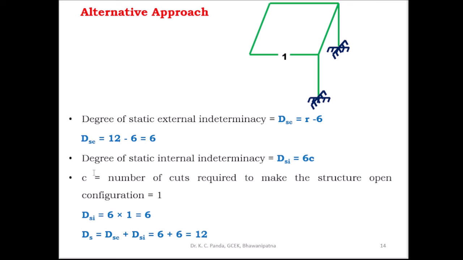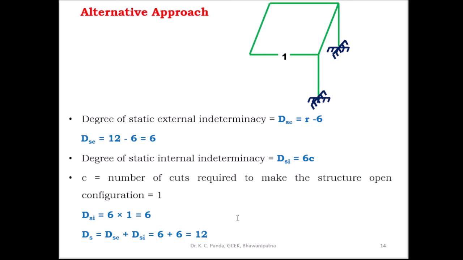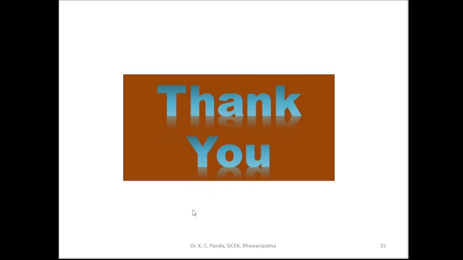Then after knowing DSE and DSI, you can find out the degree of static indeterminacy. So DS is equal to DSE plus DSI, that is equal to 6 plus 6 is equal to 12. Here also you got the same result, 12. So the degree of static indeterminacy of this space frame is correct. Now you are clear what is static indeterminacy and what is a rigid jointed space frame, and how to determine the static indeterminacy of a rigid jointed space frame by 2 approaches.